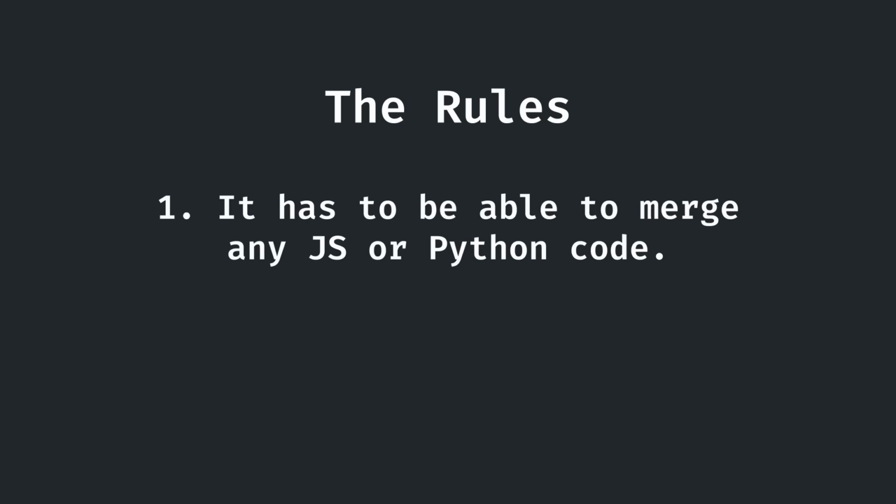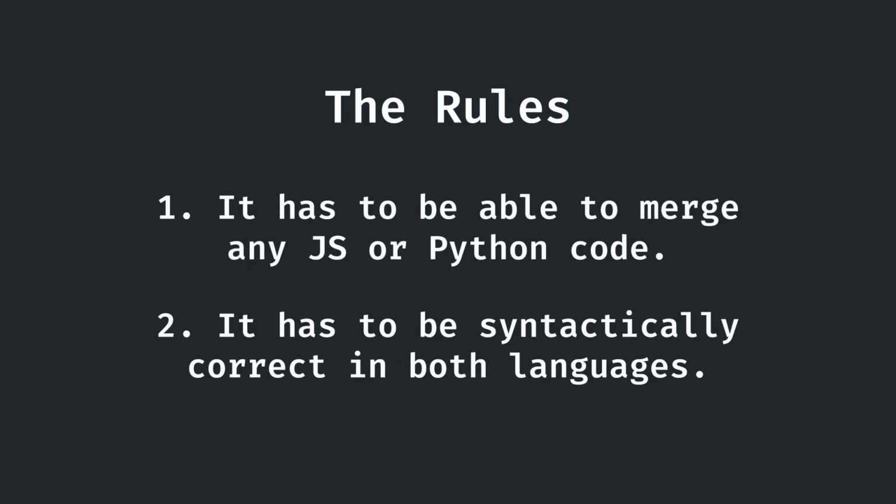The rules for a polyglot program are straightforward. I need to be able to take any JavaScript program and any Python program and merge them into a single file that executes the appropriate program based on the language it's run in. Of course, the code has to be syntactically correct in both languages and able to be executed without error or any additional output. This is quite an interesting problem to attack, so feel free to try it out yourself. I'll try to document my thought process chronologically.